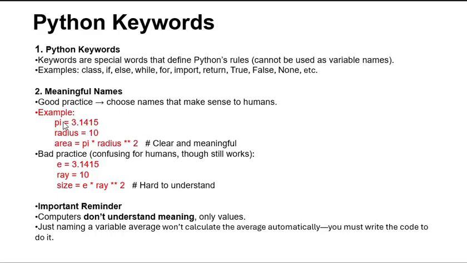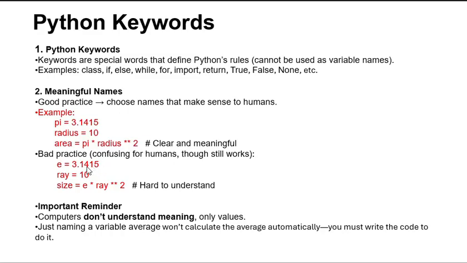They have told that this is a meaningful example, good practice, and this is bad practice. Why? Let us understand. You have taken pi, radius, area, which is very clear and easily you can understand, and it has some meaning. Even though the Python interpreter doesn't understand the language you have written, it will be easy for you to understand. That's why take clear and meaningful words here.